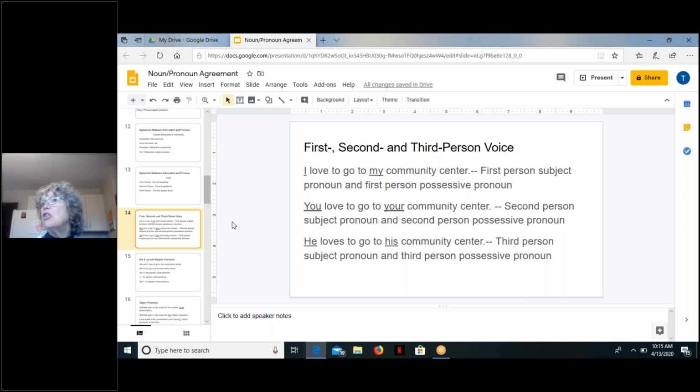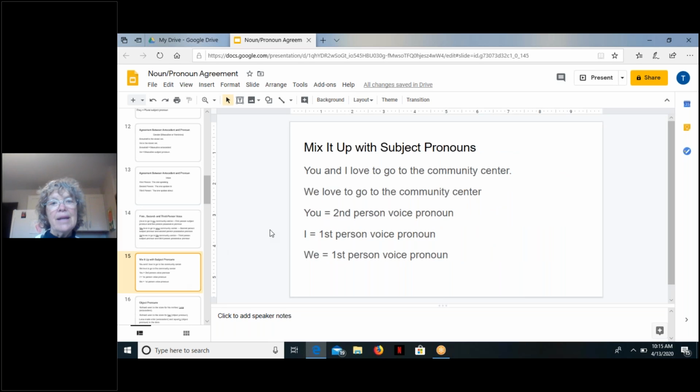If we're talking about a third person, someone who's maybe not in the room, we say he loves to go to his community center. He is a third person subject pronoun and his community center is a third person possessive pronoun. We can mix it up.